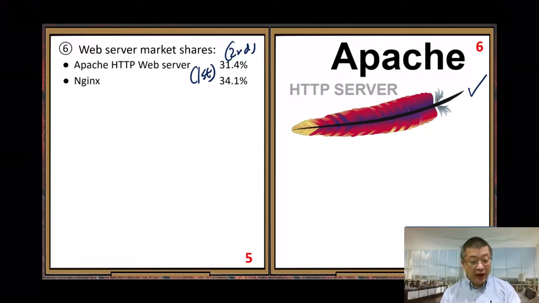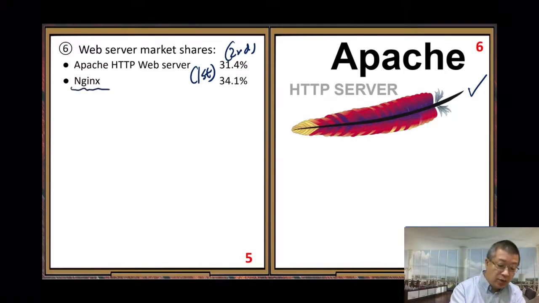Why does Nginx keep growing and Apache HTTP web server keep going down slightly? The reason is simple. In the web server market, those companies need to do business, so the functionalities in the web servers are very important. The Apache HTTP web server only provides basic functionalities. But Nginx is a commercial product, not open source like Apache, and commercial products have a lot of advanced functionalities.